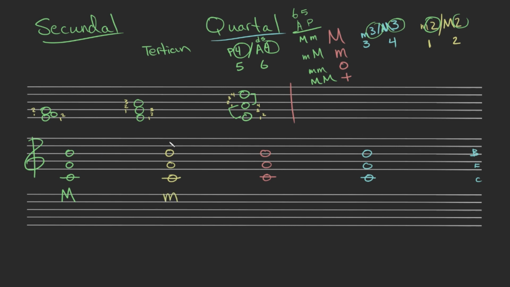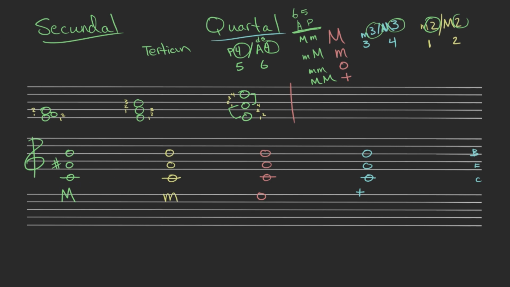I keep hitting the undo button if you're wondering what's happening. And then this is going to be augmented, or let's just go plus, okay? And so a quartal major chord would be an augmented fourth followed by a perfect fourth. Augmented fourth followed by a perfect fourth. Okay, so augmented fourth from C is F sharp, and a perfect fourth is going to be just like that. Okay, so that's kind of cool, right?